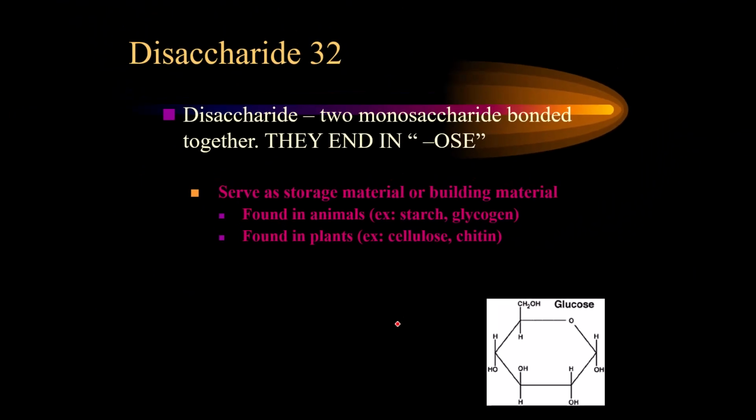Like I said, it ends in ose. We can find a multitude of examples of these. They serve as storage and building materials. In animals, we find starch and glycogen, which is stored in our muscles. In plants, cellulose. Chitin is another one that you will also find sometimes in animals as well. It helps them with their exoskeletons and things like that. So you find it in both plants and animals.